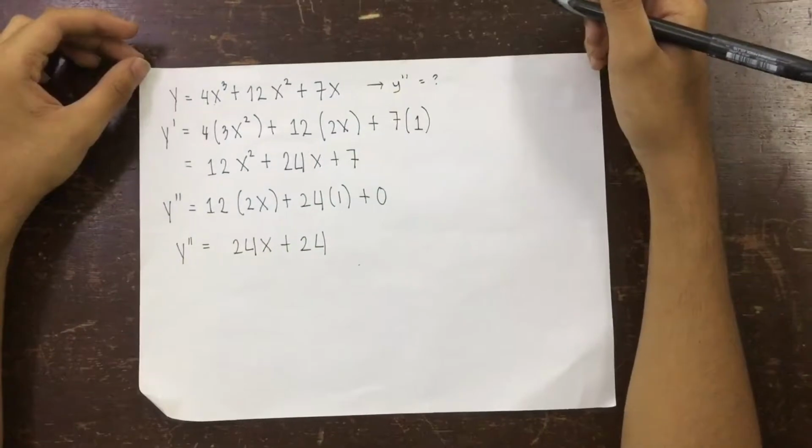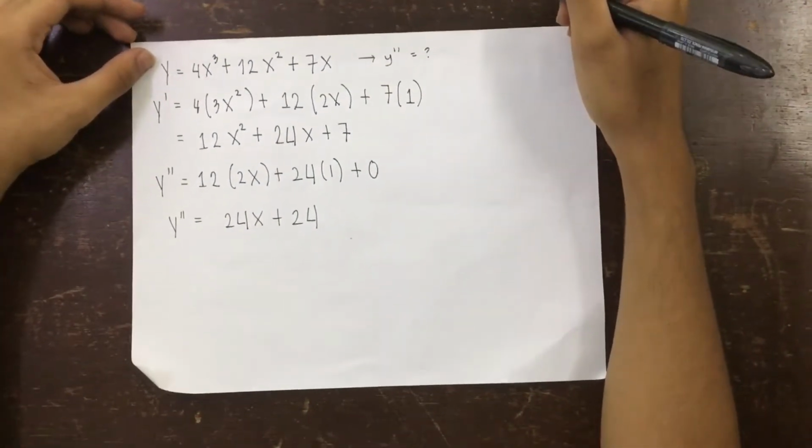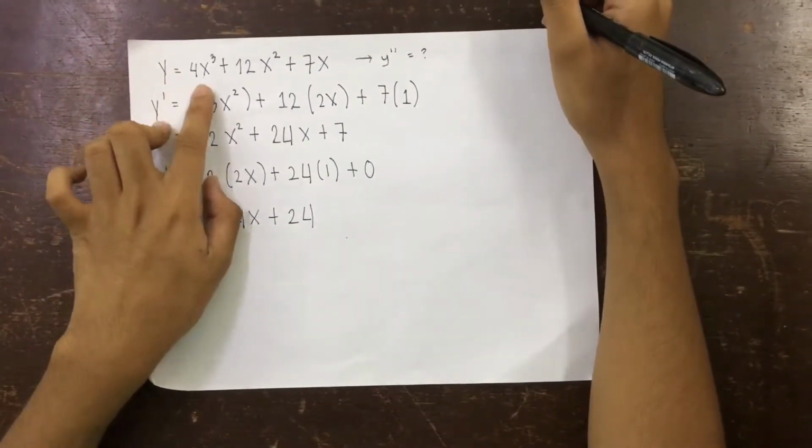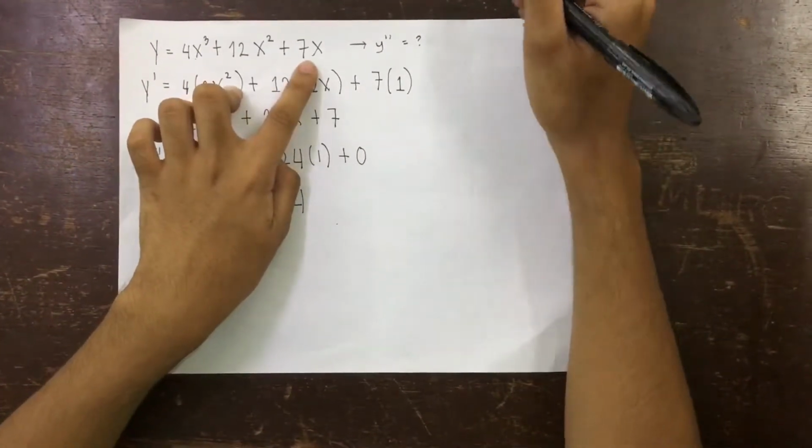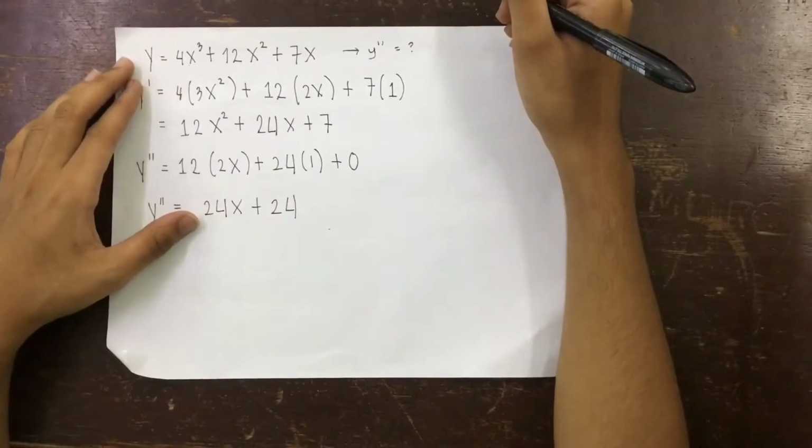So higher order derivative is simply getting the derivative of a derivative. Okay, so we're gonna use this function for the example. So y is equal to 4x cubed plus 12x squared plus 7x. So let's find its second derivative.